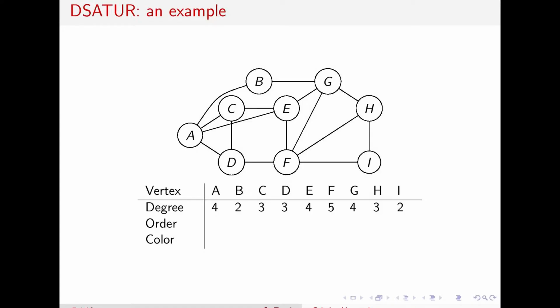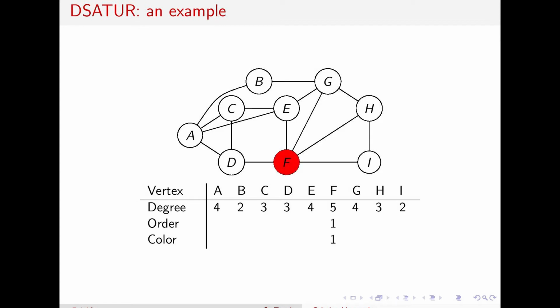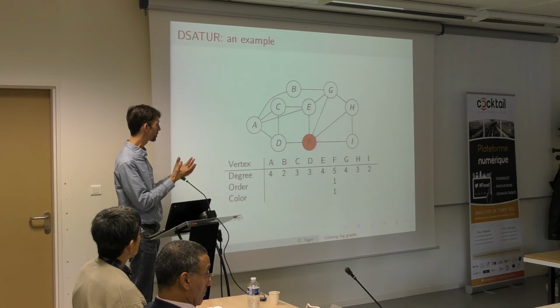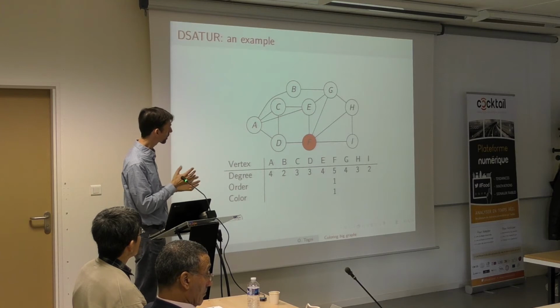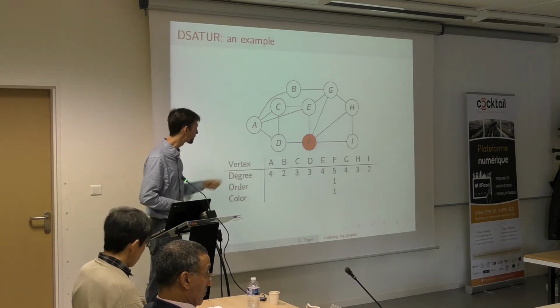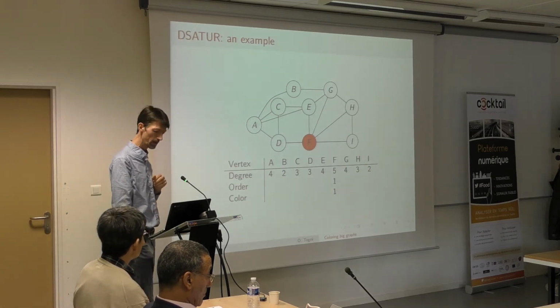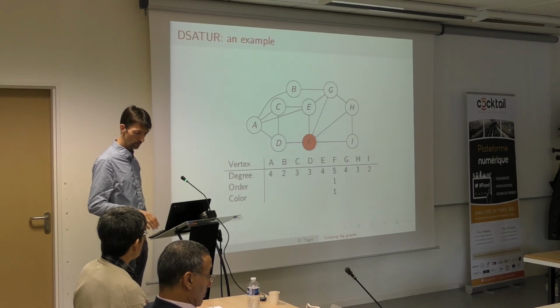So on a small example, you have here a graph with 9 vertices. You will first choose the vertex F. Why I didn't tell it: at the beginning all vertices have a DSAT saturation degree of 0, and when you have two vertices with the same maximum saturation degree, the ties are broken by the degree, the simple degree. So here we will choose F because it has a degree of 5. We color it with color red, color 1.